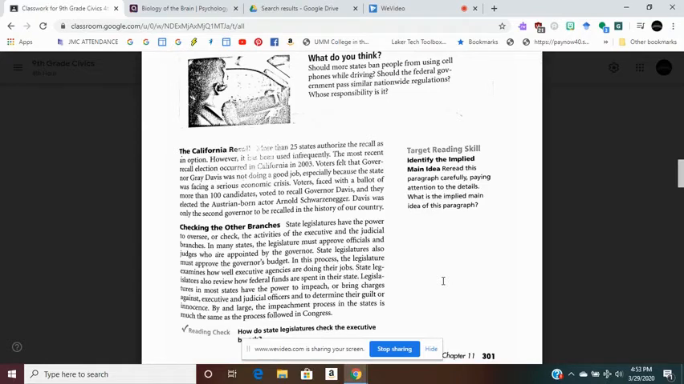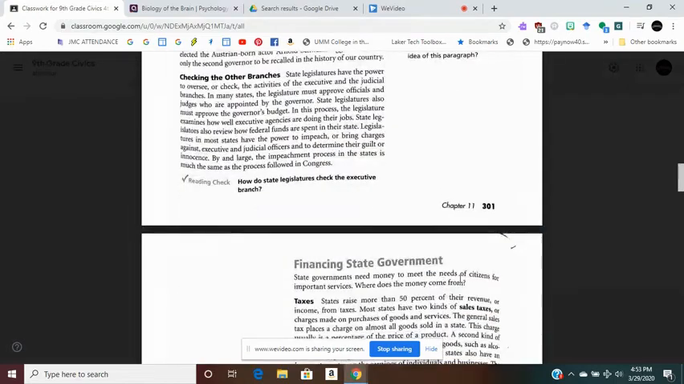State legislators also review how federal funds are spent in their state. Legislatures in most states have the power to impeach or bring charges against executive and judicial officers and to determine their guilt or innocence. By and large, the impeachment process in the state is much the same as the process followed in Congress.